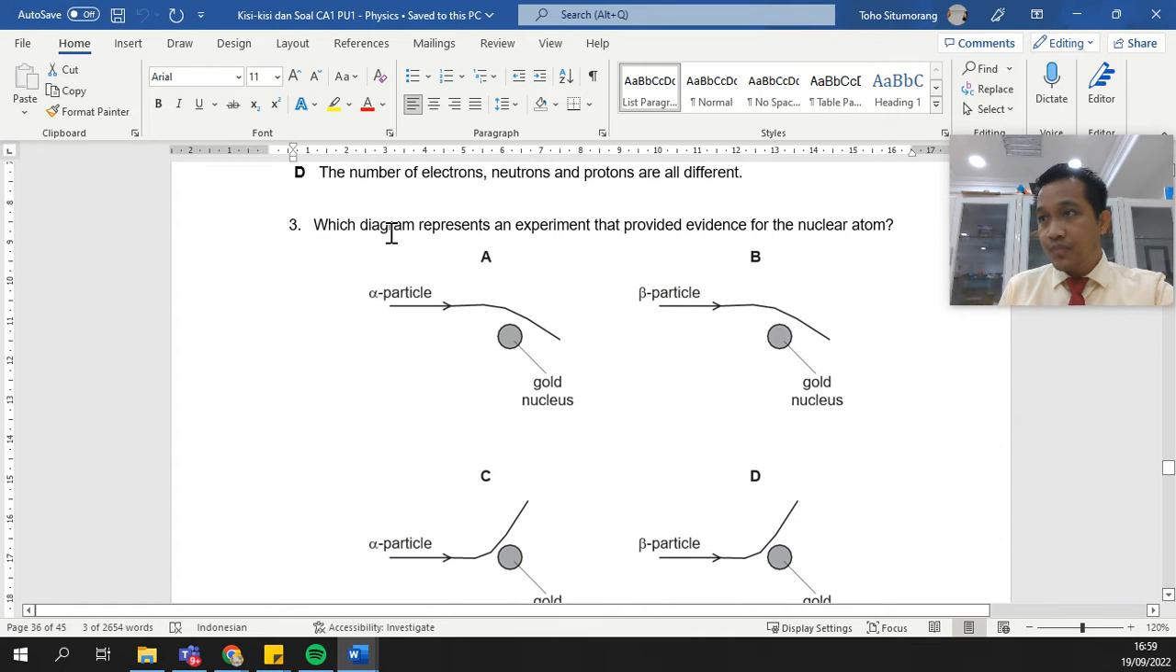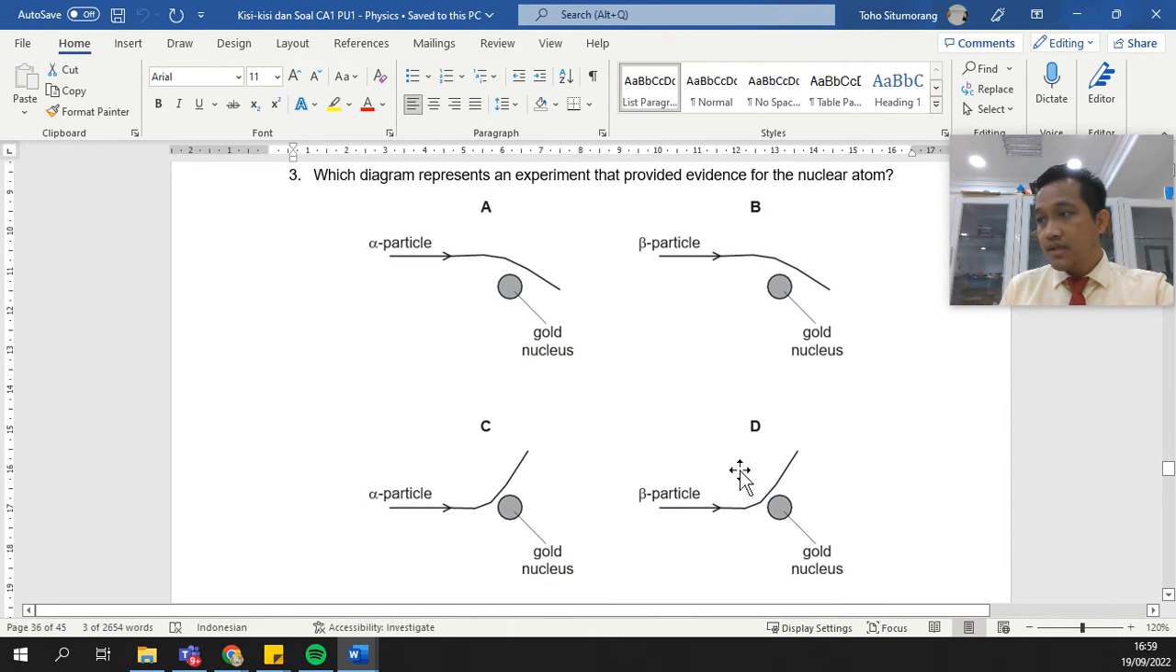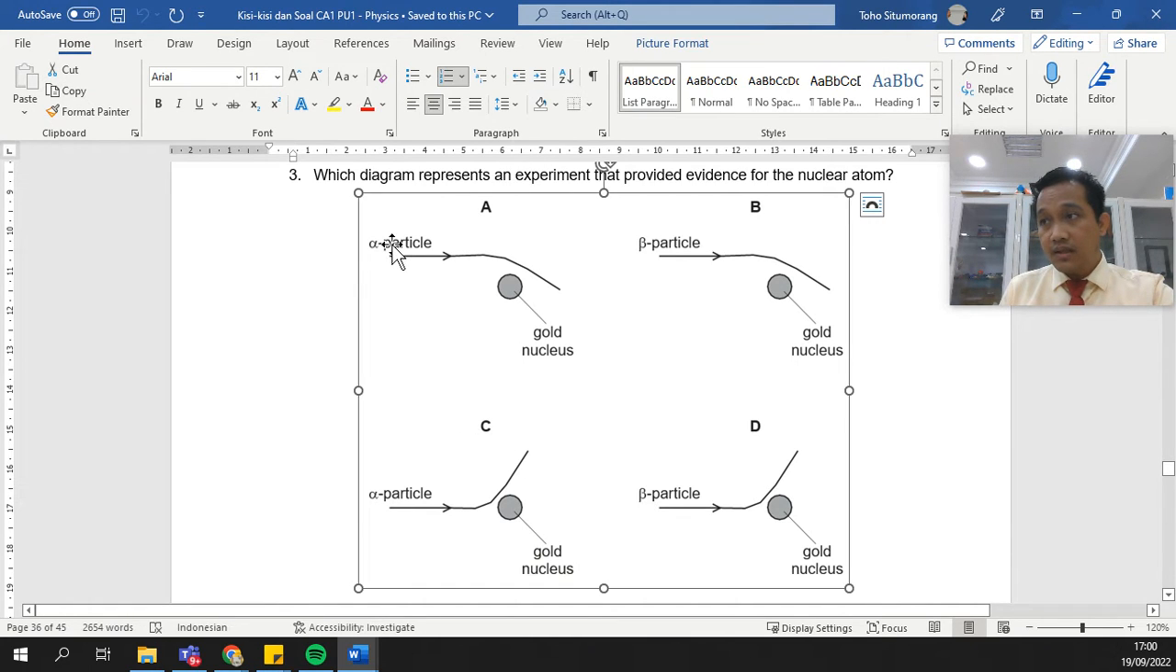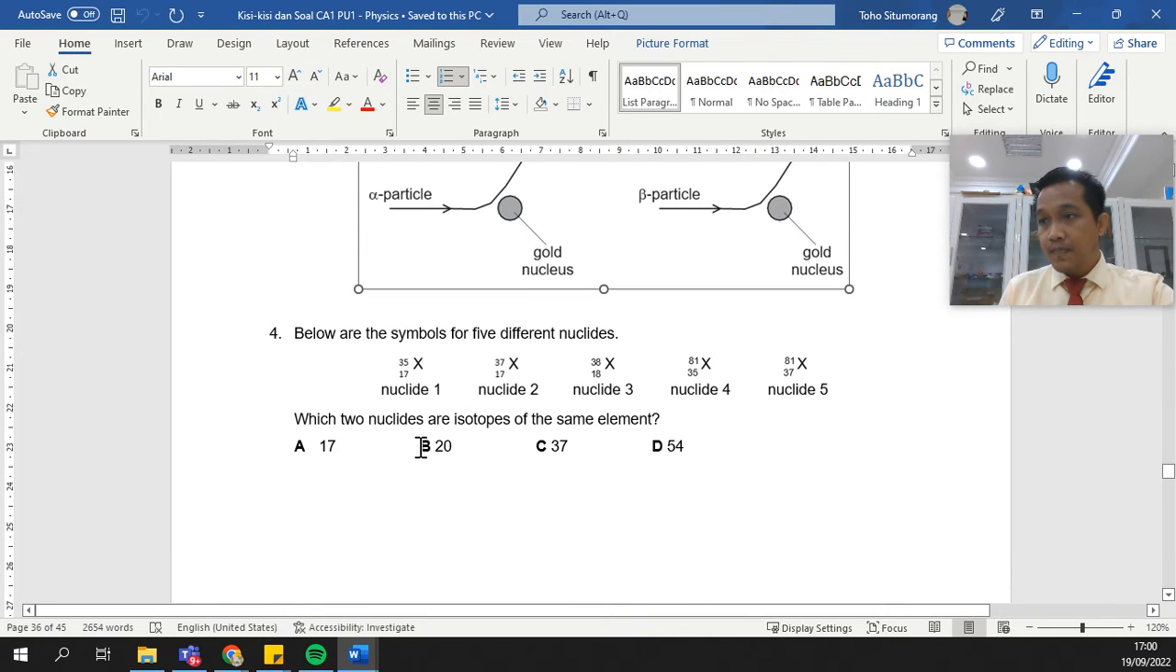In question 3, the diagram represents an experiment that provided evidence for the nuclear atom. Okay, as we see here, we do not shoot beta particles at the gold nucleus. The previous scientists did not shoot beta particles, instead alpha particles, which have a positive charge. And we know that the gold nucleus has a positive charge. So the one that makes sense the most is C, because the alpha particle is not attracted to the gold nucleus. Instead, it is repelled by the gold nucleus. So it's supposed to be C.